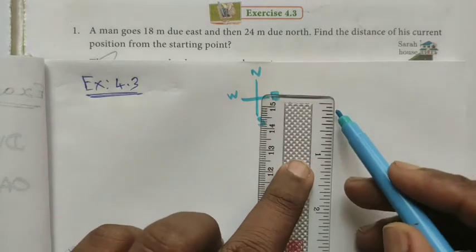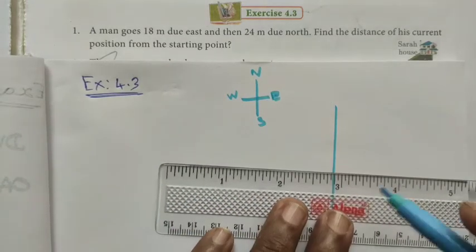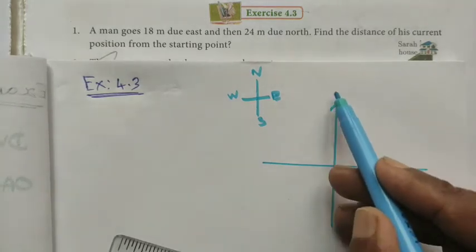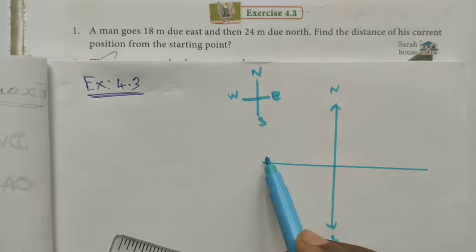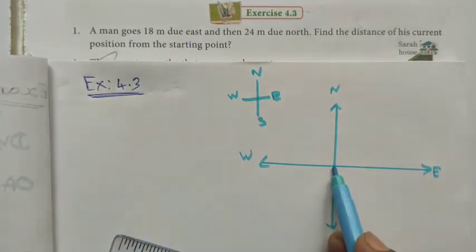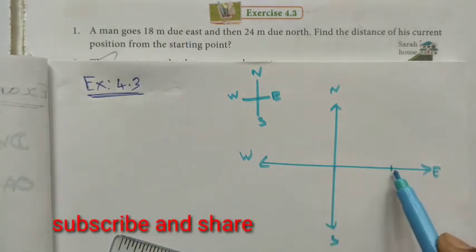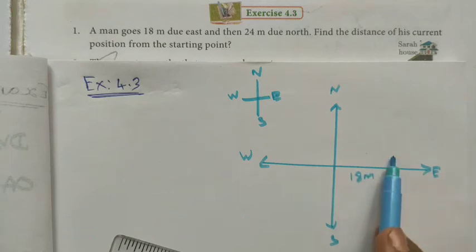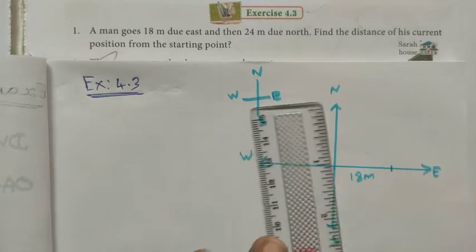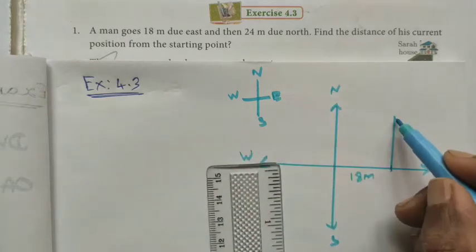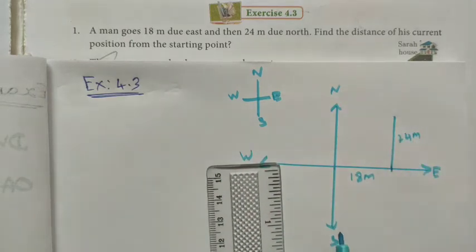So, let me draw the axis like this. Let me take it as this is the north side, this is south, this is west, this is east. Right? A man goes 18 meter due east. From here it goes 18 meter. It is 18 meter. And then the man turns 24 meter due north. He walks like this, 24 meter due north position.